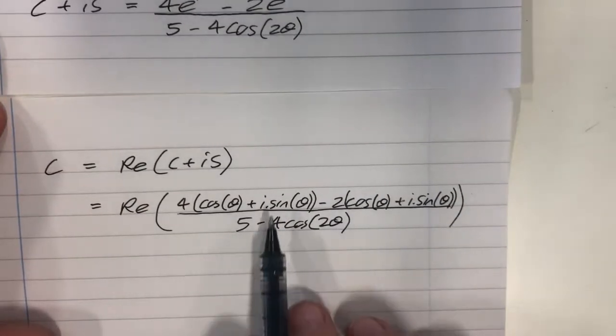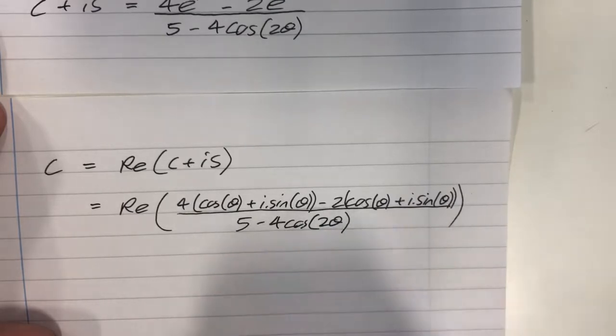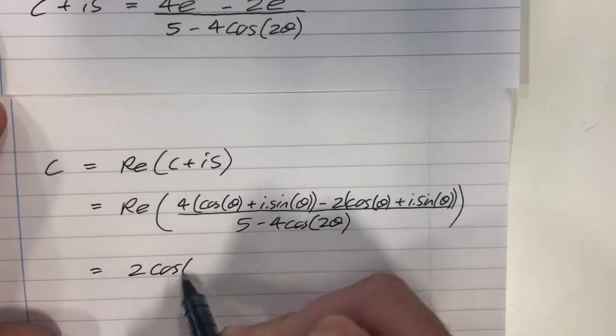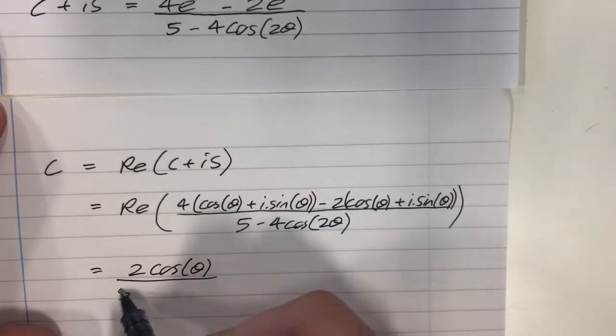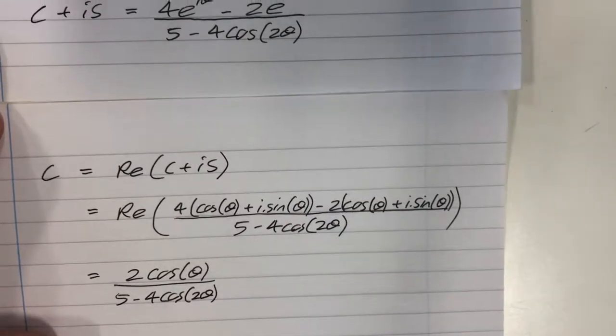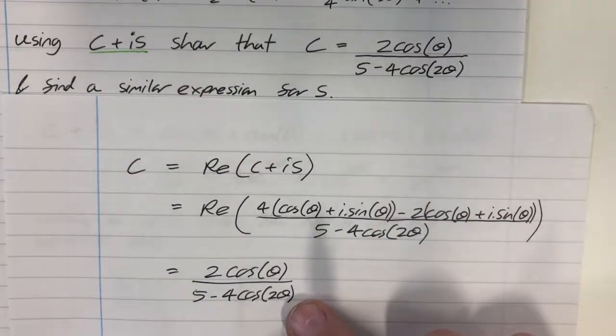So it's the real part of that, so we can ignore the 2 sines at the top, and we're left with 4 cos theta minus 2 cos theta, which comes out to be 2 cos theta over 5 minus 4 cos 2 theta, okay, which is what the question required. Okay, there's what the question asked, and there's what we got.